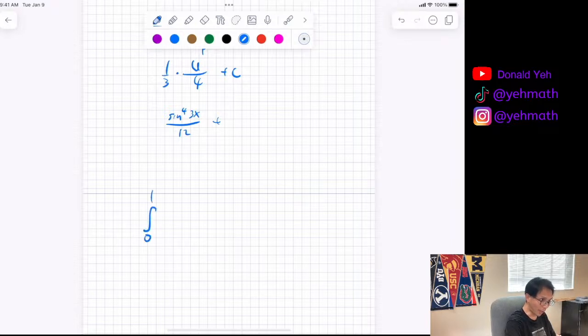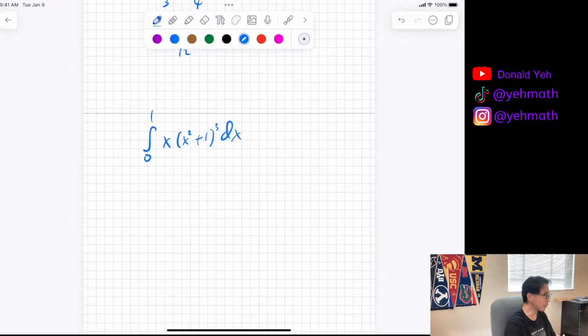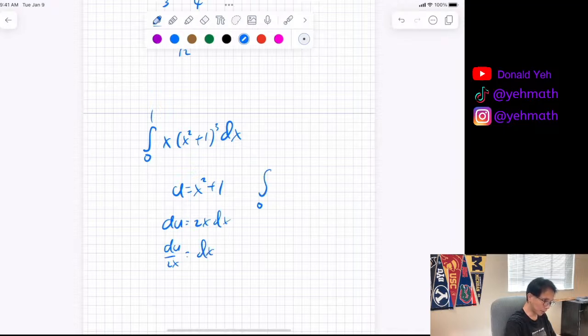Definite integral, you have to do one more thing. This is the part that you need to create discipline for. Obviously, we know what u equals: u equals x squared plus 1, and du equals 2x dx, so dx is du over 2x. Then you're going to have x times u to the third, dx is du over 2x, and this will cancel out. That's equal to 1/2 u to the 3 du.